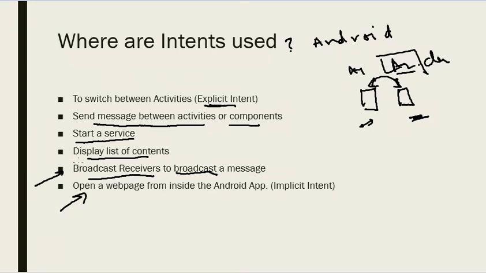And of course, intents are also used to open a web page from inside your app. If you are inside your app, you need to fire an intent with the page address, whatever. And this is an implicit intent because you don't know which activity is going to open this, because the Android operating system is going to search its OS for any browsers that are installed, and it will then handle this intent and open this web browser for you. So this is an implicit intent, of course. So if you want to open a web page from inside the app, you also need an intent.